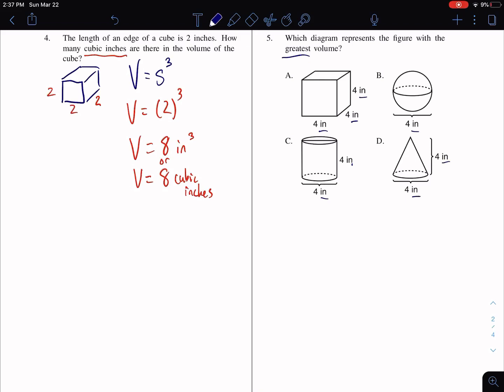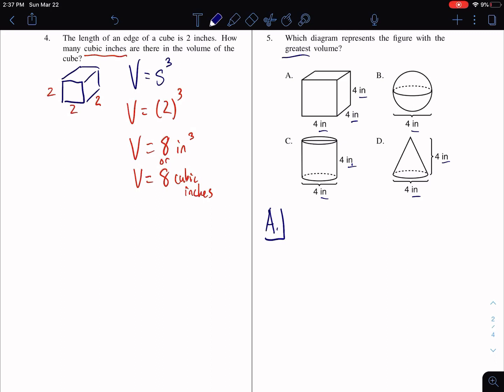You want to make sure that you're not comparing cubic feet to cubic inches. It might think that 10 cubic feet is a lot smaller than 100 cubic inches, but one is feet and one is inches, so you just want to be careful with that. So we're going to have to go through and calculate each of these separately.